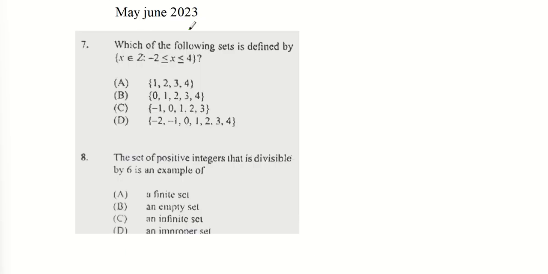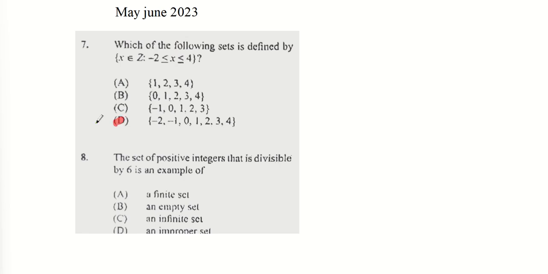Okay, May-June 2023. Which of the following sets is defined by this? Right, that means that we are including negative 2 and 4 because of the equal to. The only one that has negative 2 and 4 is D. So the answer there is D. Through the process of elimination, we can see the answer is D.